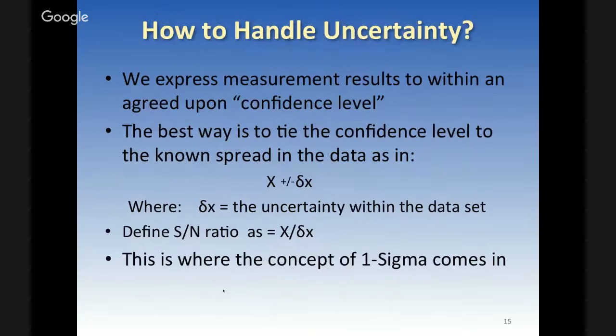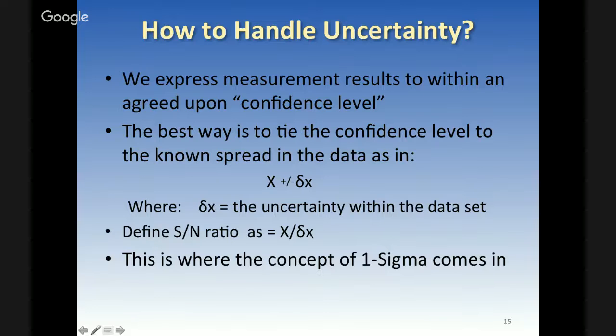So how do we handle that uncertainty? Well, we express the measurement results within an agreed upon confidence level. And the best way is to tie the confidence level to the known spread in the data. So in other words, we might say we measured this average, and I should have probably put a little bar over that x, that's the average, plus or minus the uncertainty. I've designated that here as delta x, the uncertainty in the data set. And we define the signal-to-noise ratio to be the signal, which is just the average, capital X, and again I should have put a bar over that, as capital X bar over the uncertainty delta x.